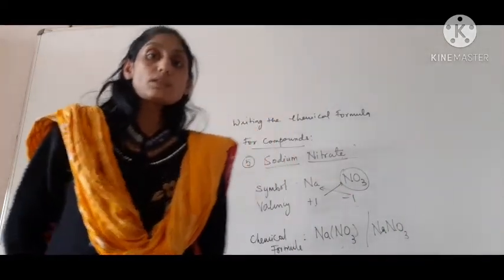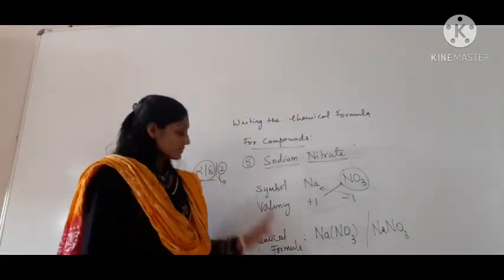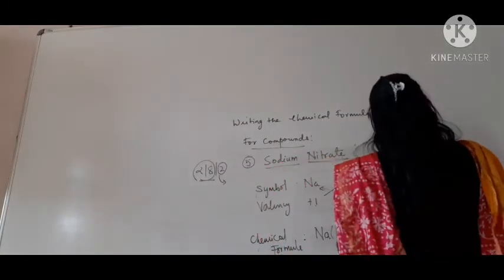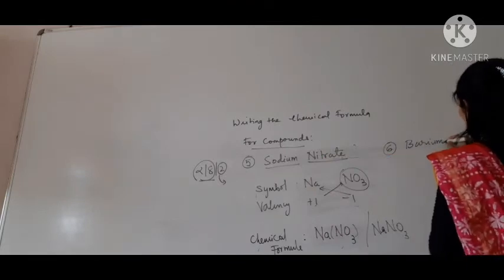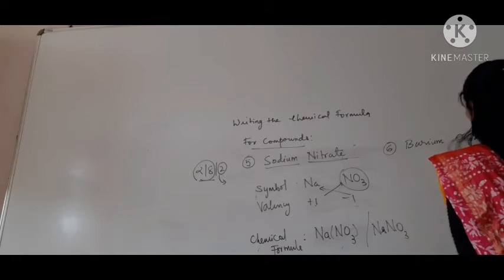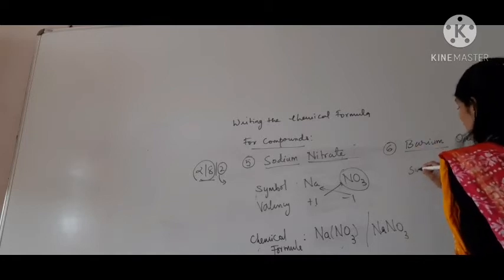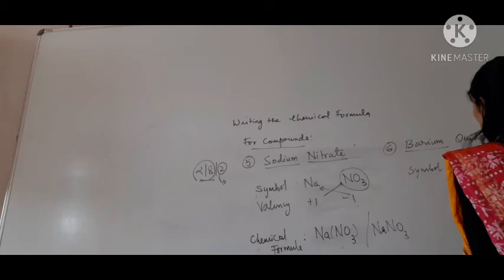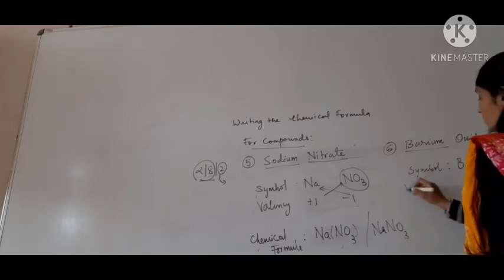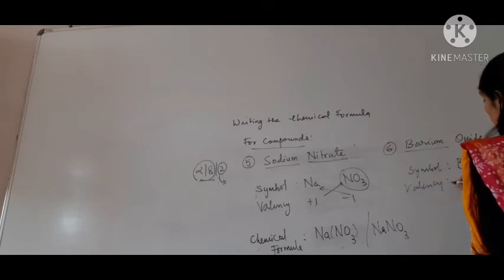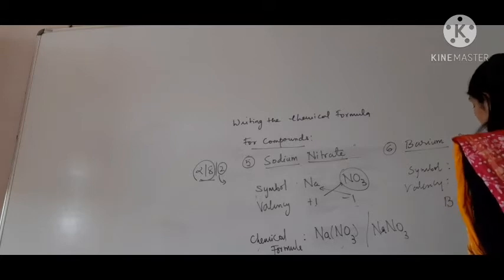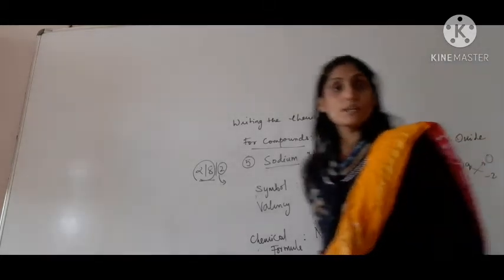So these are the rules which are very important for writing the chemical formula. The sixth one which we are doing is barium oxide. The symbol for barium is the first two letters, Ba, and oxygen has symbol O. Now we write the valency for barium, +2, and oxygen -2. When we cross multiply the valency, the chemical formula of barium oxide is BaO.